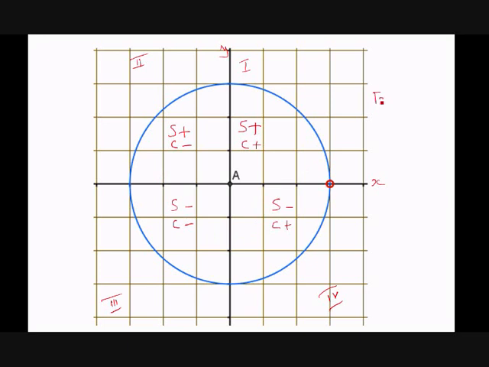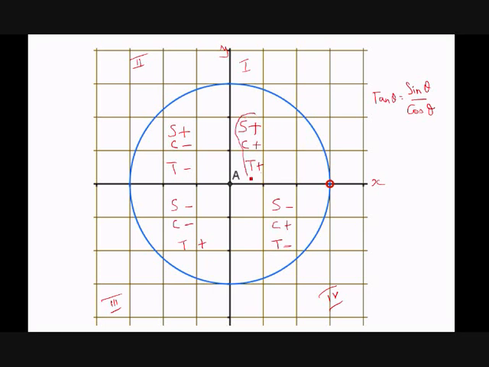We also know that tan of any angle is sine theta over cos theta. So we can also find the values of tan along these 4 quadrants. Sine over cos: when both are positive, tan will be positive. When one is negative, tan will be negative. When both are negative, tan will be positive. And when one is negative, tan will be negative. So tan is positive, negative, positive, negative in the 4 quadrants as it goes in this way.